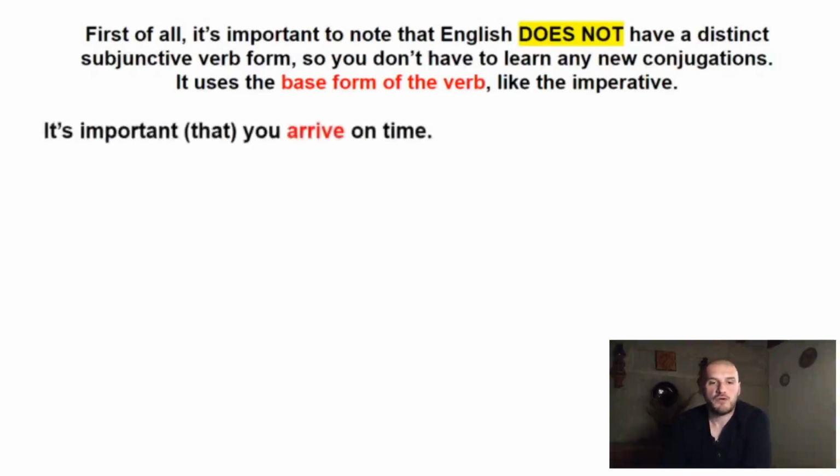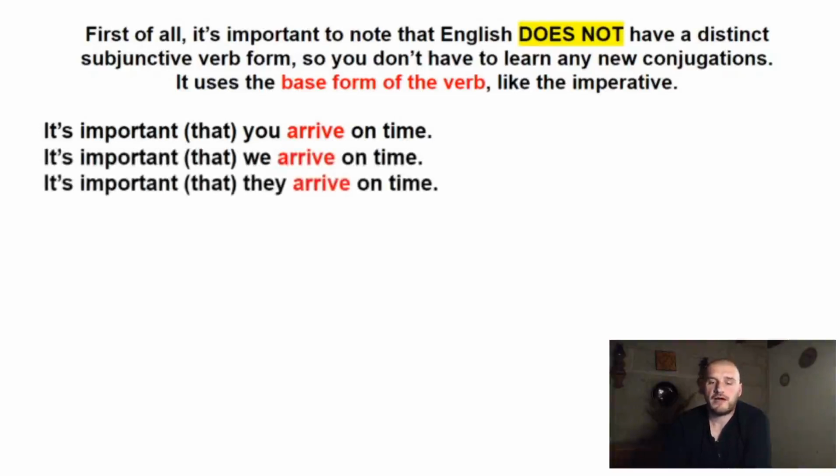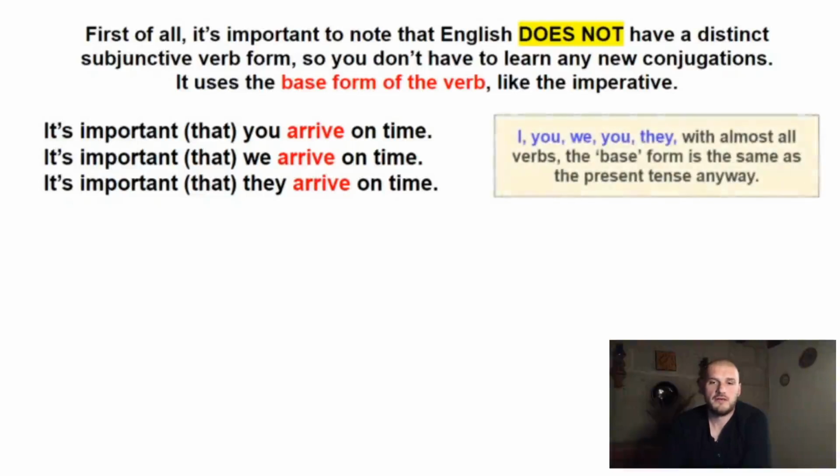It's important that you arrive on time. There you go. That's a subjunctive in English. It's important that we arrive on time. Still a subjunctive. Doesn't look weird though, right? It's important that they arrive on time. Doesn't look weird. It's a subjunctive. I, you, we, you, and they. With almost all verbs, the base form is the same as the present tense anyway, right?